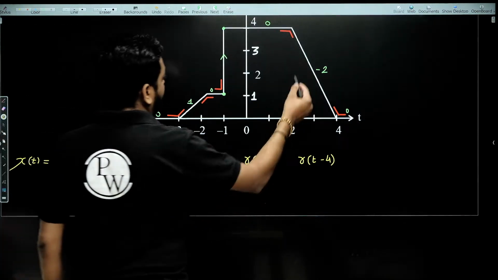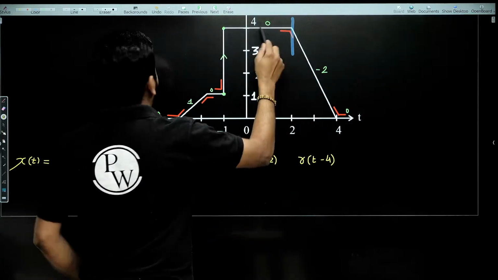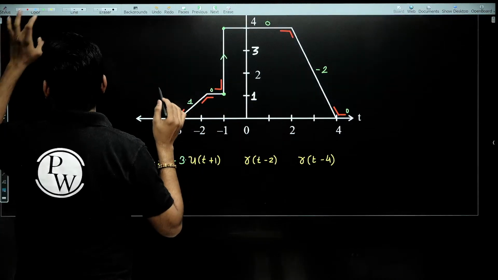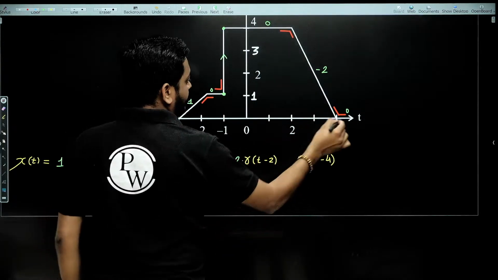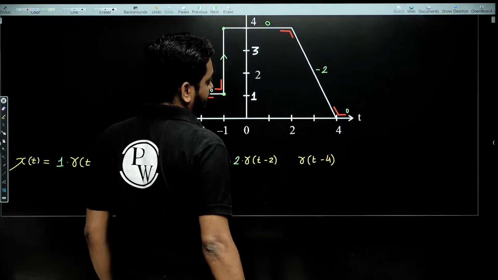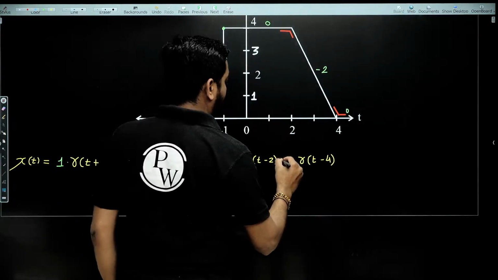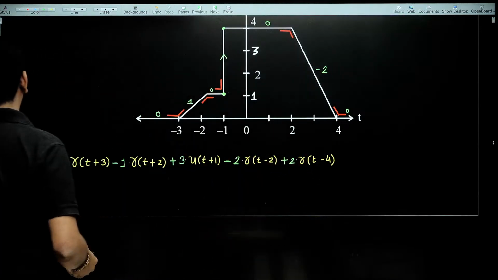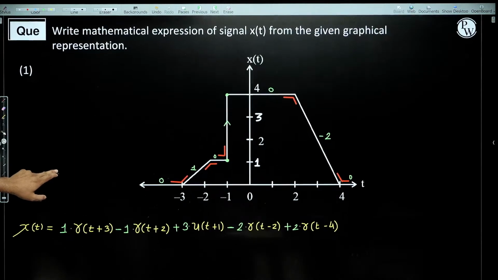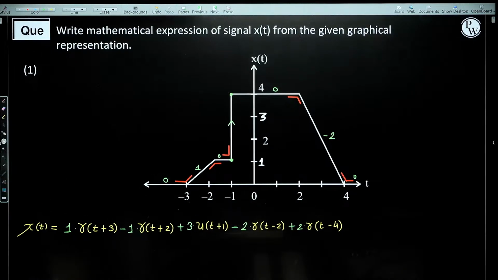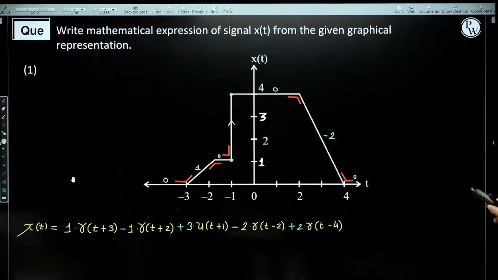Now next, here a linear change, so the change in slope is the next slope minus the previous slope. So -2 minus 0, that is -2. Correct? Next, the change in slope: next slope minus previous slope, 0 minus -2. That is equal to +2. And this is your final answer. So this is the mathematical expression, writing the mathematical expression from the graphical representation of the signal. Is this clear? Is the procedure clear? Tell me in the comment box. It's a very easy procedure, guys.